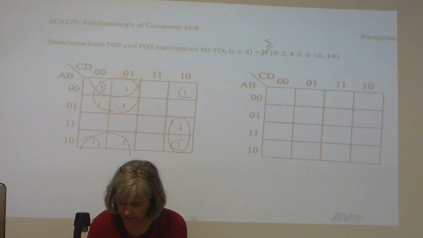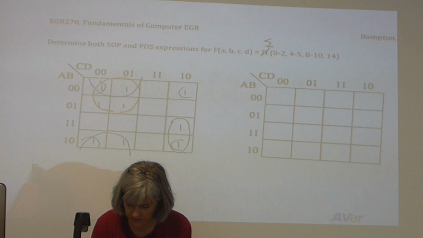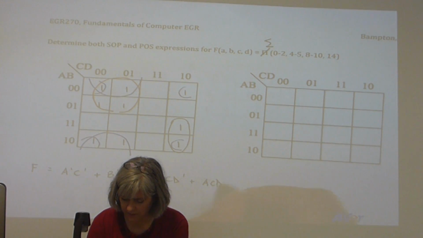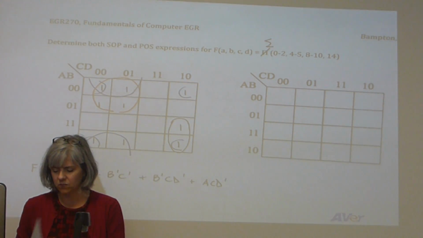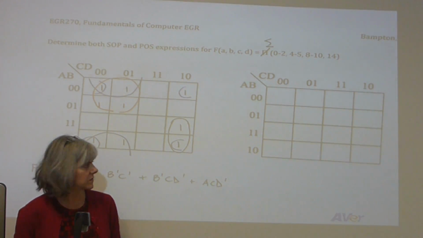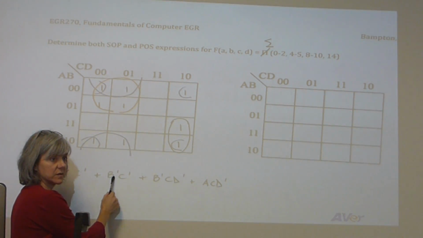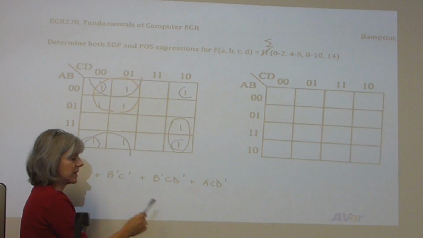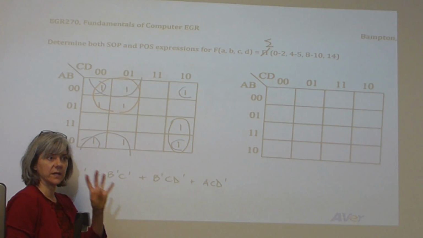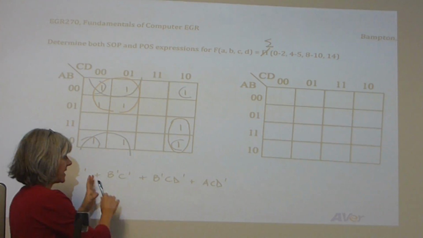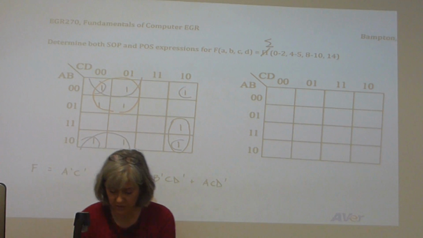All right, so we have F is equal to A prime C prime, or B prime C prime, or B prime C D prime, or A C D prime. So how many inputs, how many gates? 2, 4, and 6 more is 10. And then 1, 2, 3, 4, I get 14 inputs. Does that sound right? 2 inputs here, and 2 more, and 3 more, and 3 more, that's 10. And then we have that one big gate at the end, so I get 14 inputs.